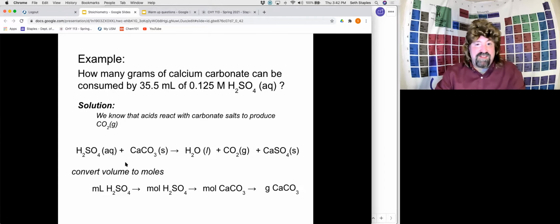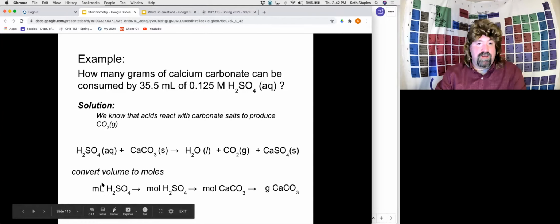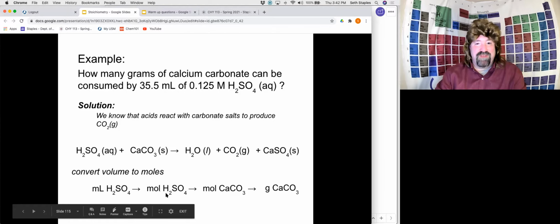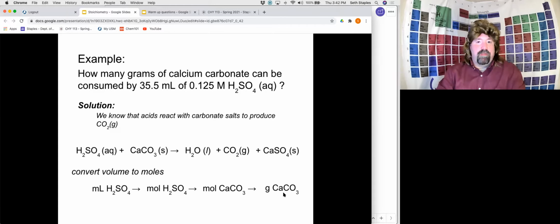And so it's the exact pathway that we just talked about. We're going to take our milliliters, our volume of H2SO4, use our molarity to convert that to moles of H2SO4, and use our balanced chemical equation to then convert. I thought there was a mistake in my equation, but there isn't. So take your moles of H2SO4 and convert to moles of calcium carbonate, and then finally use the molar mass to convert to grams of calcium carbonate. So go ahead and pause the video and try this and see what you can come up with.